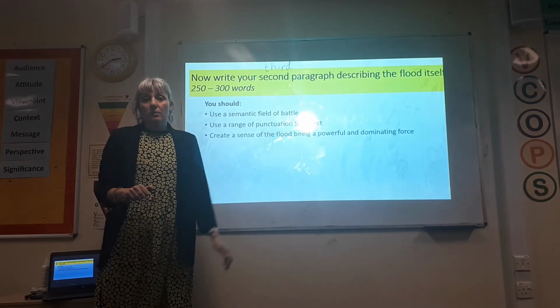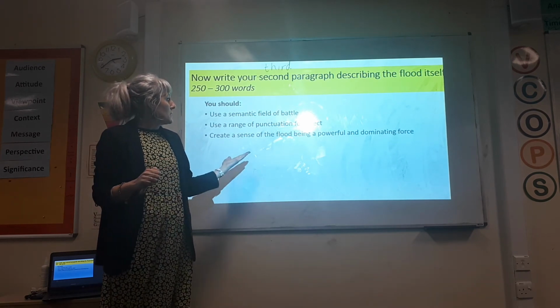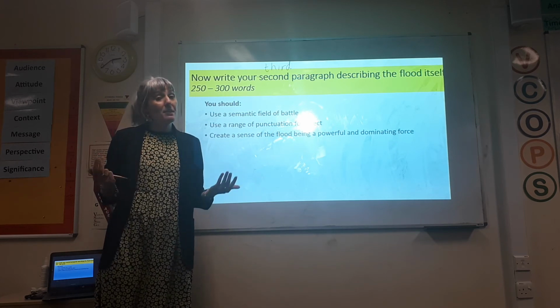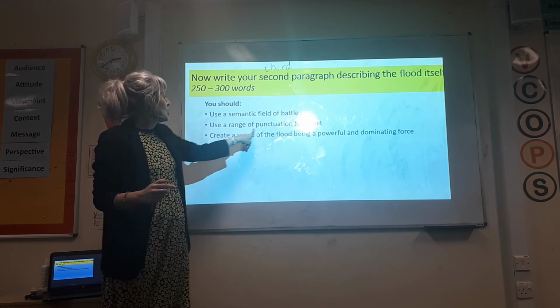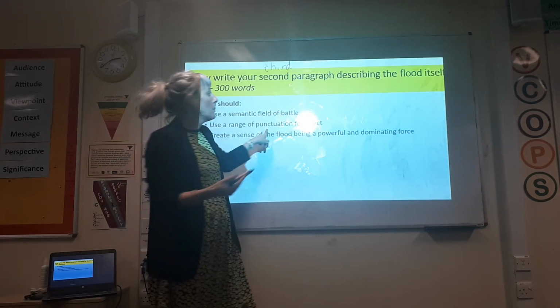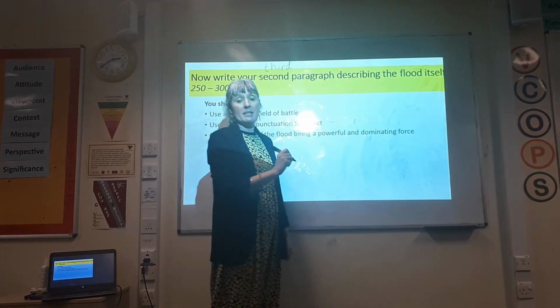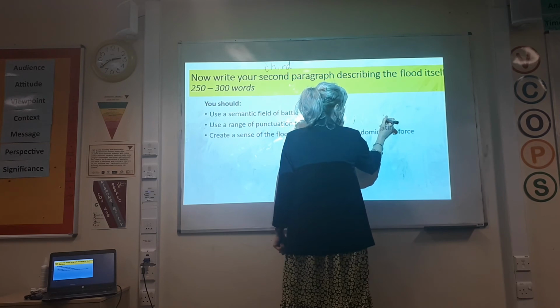Semantic field of battle, semantic meaning meaning. So you're talking about trying to create, as we discussed, this concept of it being quite militaristic, of it being perhaps even an enemy. It's coming in and it's taking over. Range of punctuation really important. Let's remember, we've looked at a dash several times. We've talked about semicolon, splitting 2 sentences. We've talked about colon for impact.